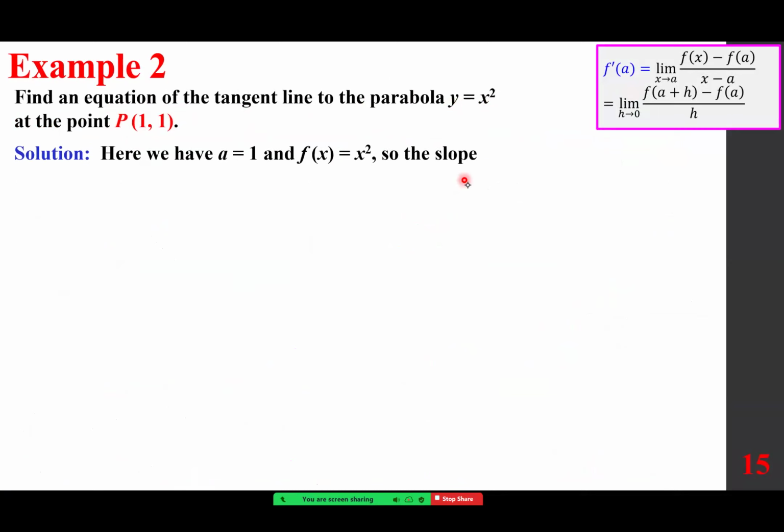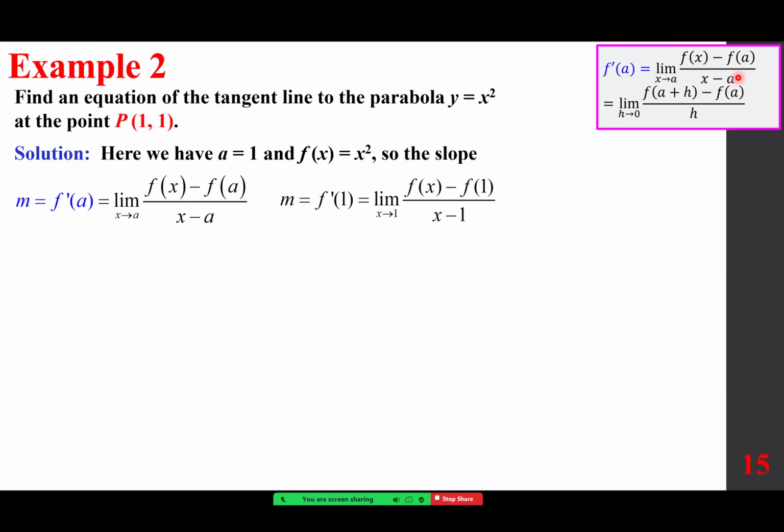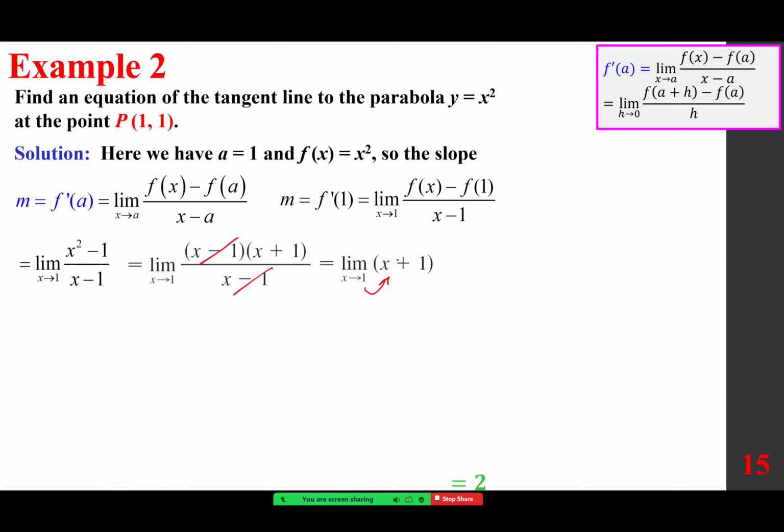And I'm going to find the slope. I use one of those methods first. So if I stick with this one, I'm interested in m, or f prime of 1. Replace the f of x with x squared. Factor this one into x minus 1 times x plus 1. Needless to say, if you plug in, you get 0 over 0. These two cancel each other, and we get 2.